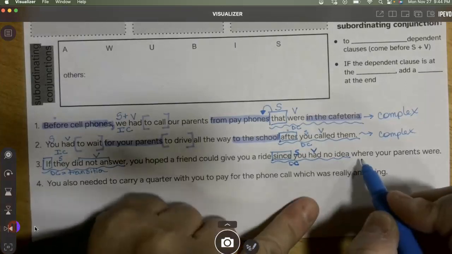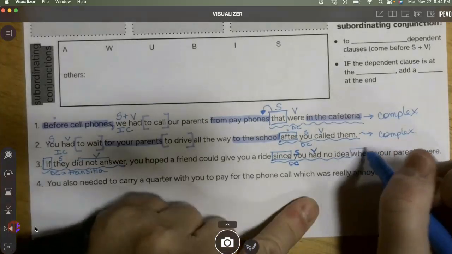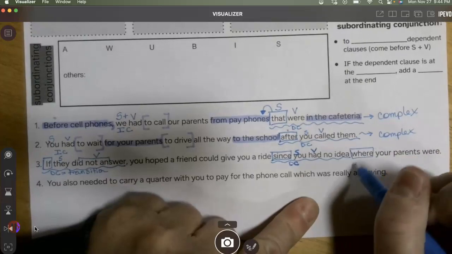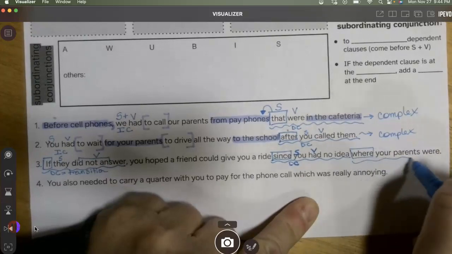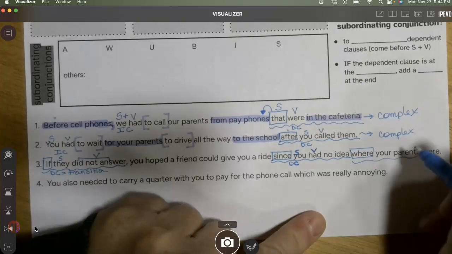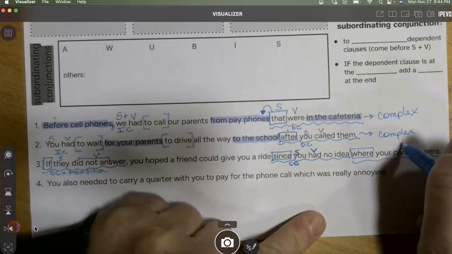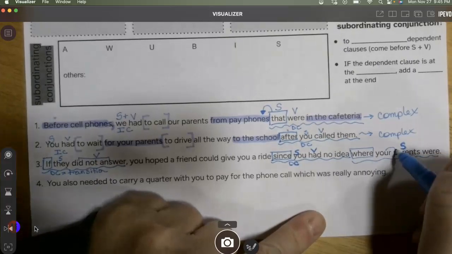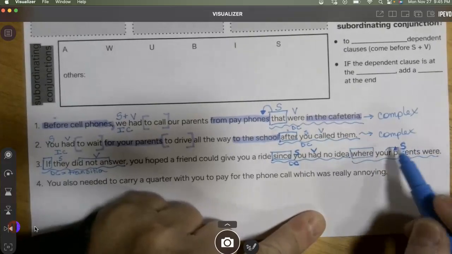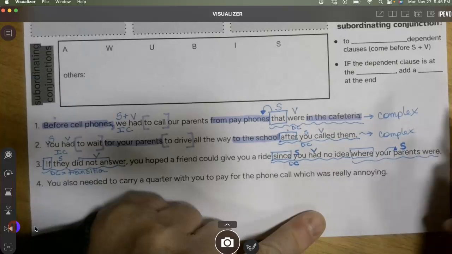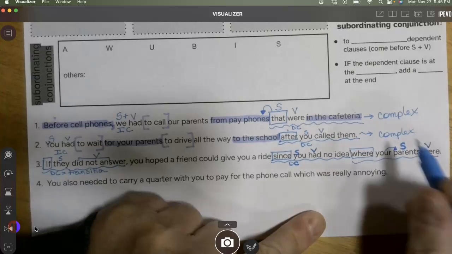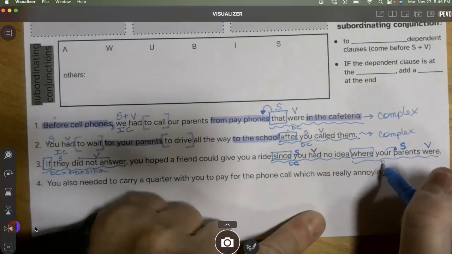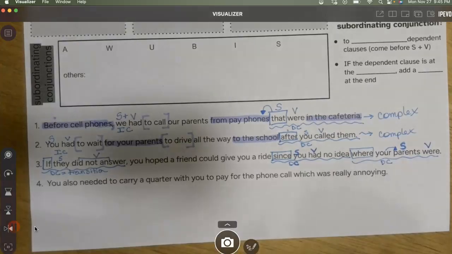And I know these WH words are subordinating conjunctions, so I see a third one. Where what? Where your parents were. Parents in this case is the subject, not a your. There's no such thing as a your. Your is a modifier. It's describing whose parents? Your parents. And we know were is always a verb. So I've got a third dependent clause.